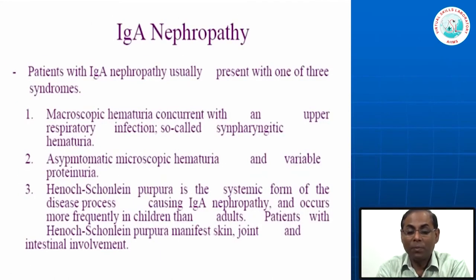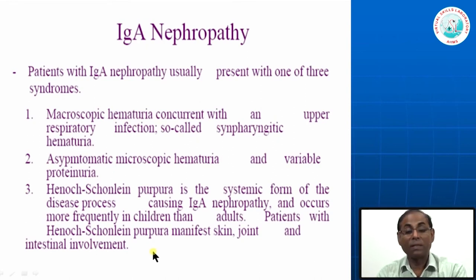Now, the patient with IgA nephropathy usually presents with one of three syndromes. Either they can present with microscopic or macroscopic hematuria following upper respiratory infection, the so called synpharyngitic hematuria. So, the clinical difference between post infectious glomerulonephritis and IgA nephropathy presentation is that in IgA nephropathy, it is synpharyngitic. So, there is infection concurrent with hematuria. That is why clinically you can suspect these cases are most likely suffering from IgA nephropathy. Asymptomatic microscopic hematuria and variable proteinuria can also be the presentation. Sometimes it has a systemic manifestation of Henoch-Schonlein purpura, most frequently in children, while adult patients with Henoch-Schonlein purpura manifest with skin, joint and intestinal involvement.